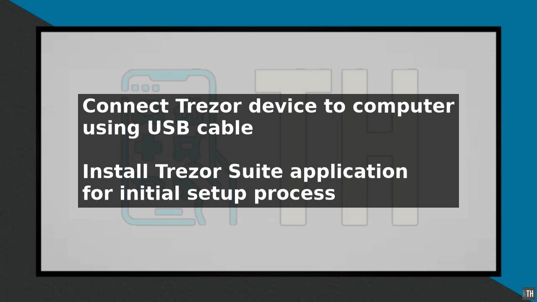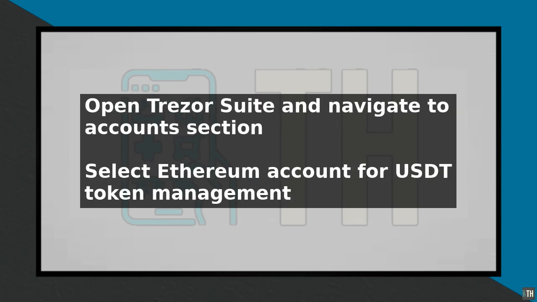Next, open the Trezor Suite application and navigate to the Accounts section, where you will find a list of accounts and wallets associated with your Trezor device. Select the Ethereum account, as USDT is an ERC20 token that runs on the Ethereum blockchain. You will then see the account details, including the Ethereum address associated with your Trezor device.